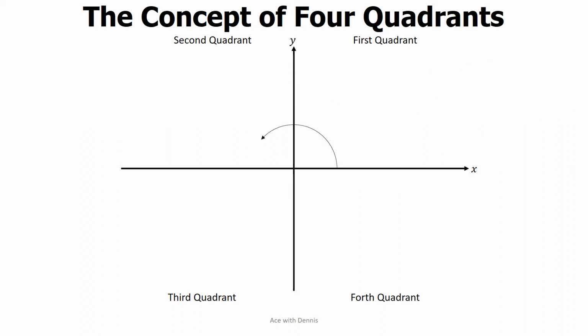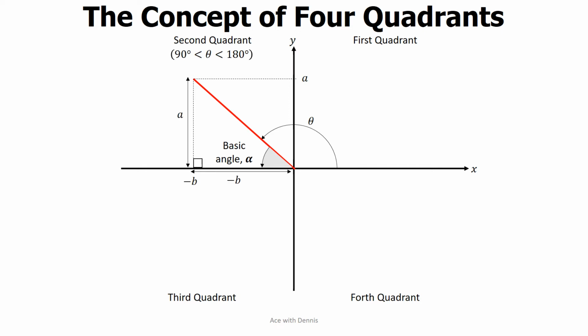Now, let's move on to the second quadrant. Imagine we have rotated, the angle is between 90 degrees and 180 degrees. This is the line, right? And this is called the basic angle alpha. Then from here, let's say the y coordinate is A, the x coordinate is negative B. So this length will be A, this length will be negative B. And this is the hypotenuse C.